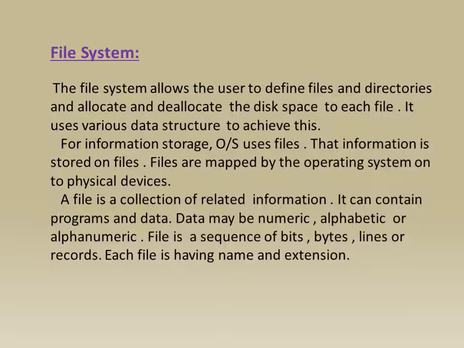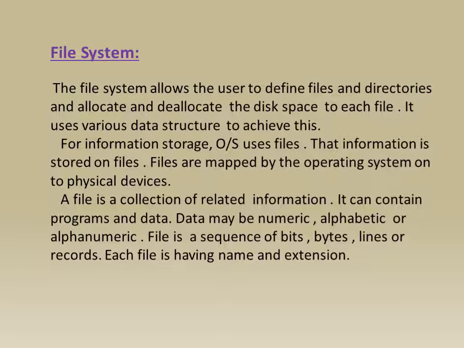For information storage, the operating system uses files. The file system is a system, but actually it is handled by the operating system. To store the data or the information, the operating system uses the file. That information is stored in the file. Files are mapped by the operating system onto the physical devices. Here we are storing the information in the form of files.